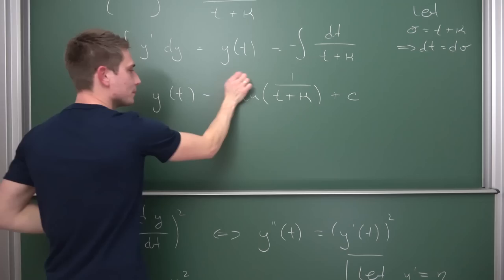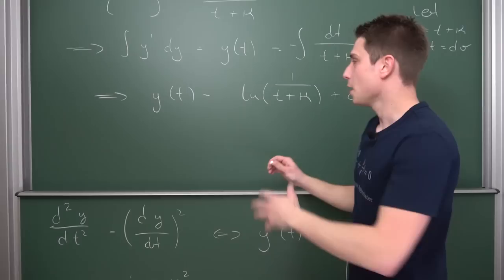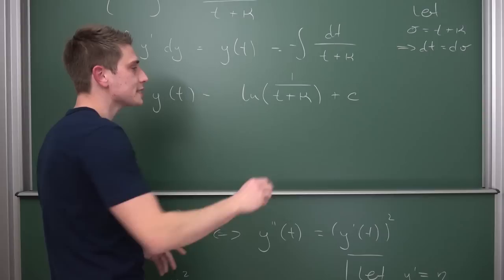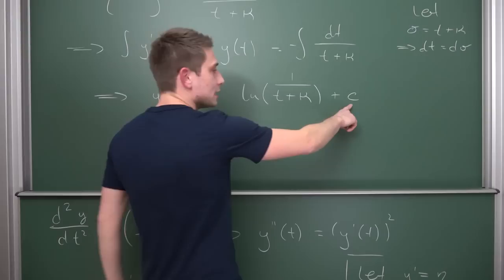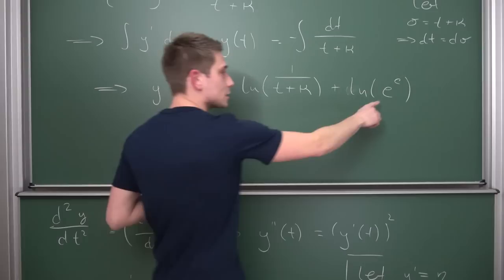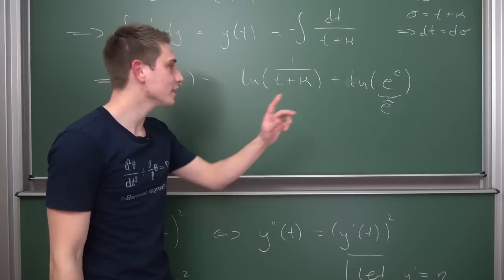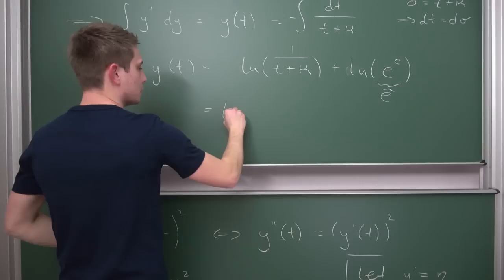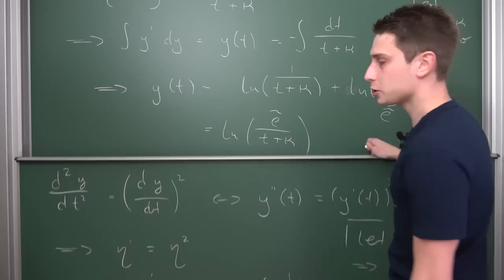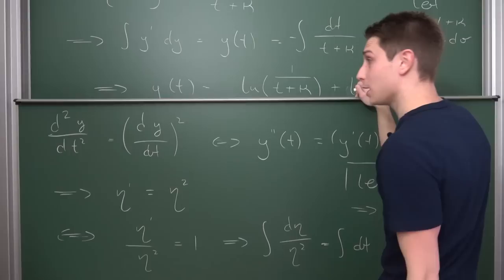This is already a nice solution, but we can make it even nicer by using the fact that some c out of the real numbers, because we have to consider branch cuts if we do it complex, is nothing other than the natural log of e to the c. And e to the c is just yet another constant. We are going to call it e snack, as always, e snack on this channel. And now we can use the logarithm rules to turn this into the multiplication of arguments. So e snack over t plus kappa. Isn't that a pretty nice solution to our problem? So we have actually found a nice closed form solution to this weird manipulation of the differential operator. And it turns out to be this.